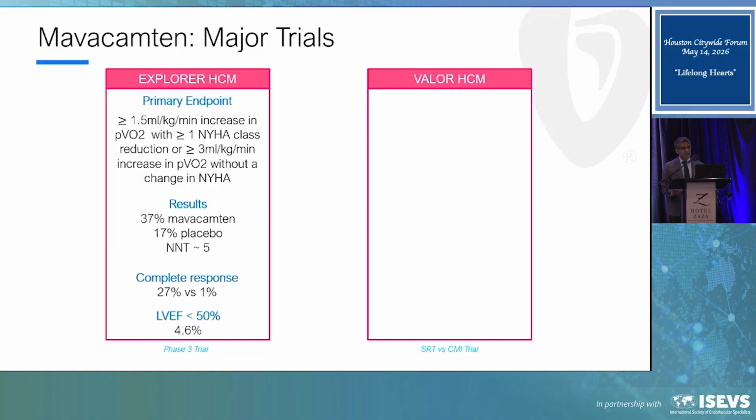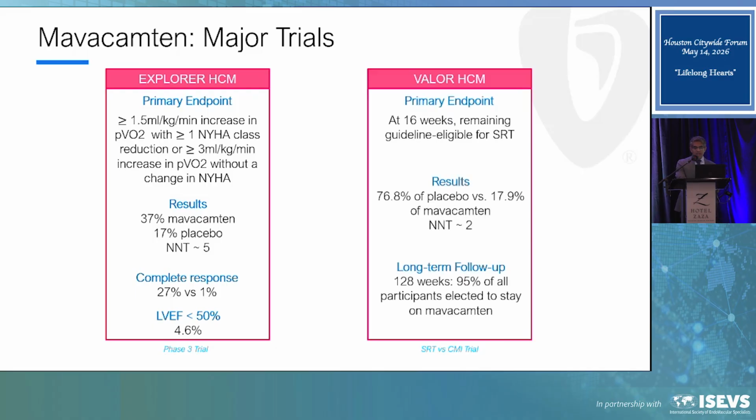So EXPLORER met its primary endpoint, which was an improvement in peak VO2, and the number needed to treat was about 5 there. Complete response in hemodynamic gradients was seen in about 27% of the mavacamten group versus 1% of the placebo group. And you had about 5% that had reduced EFs, less than 50%, with mavacamten.